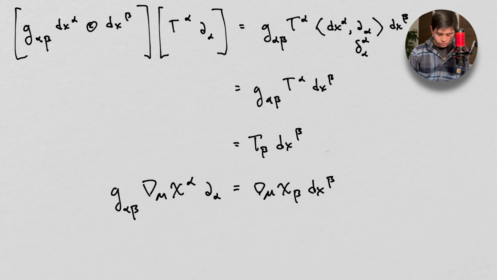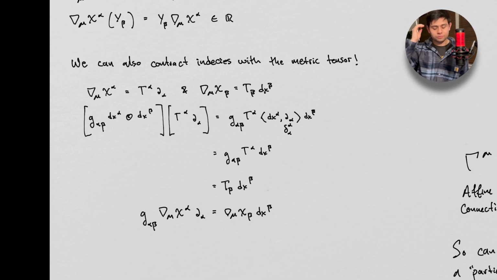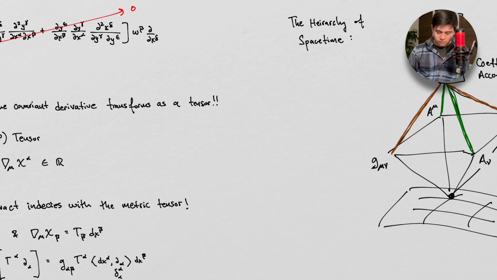So, G alpha beta with covariant derivative. Covariant derivative has a basis. Well, that's going to look like this. So the metric tensor acting on this object here, acting on this vector, is going to give us a covector. So we can think of the metric tensor again as raising and lowering indices for an object like this.